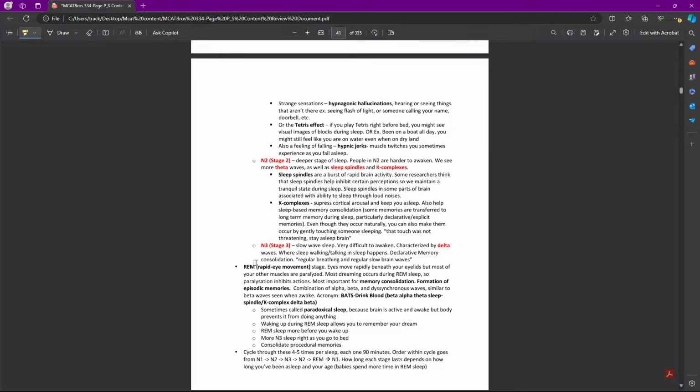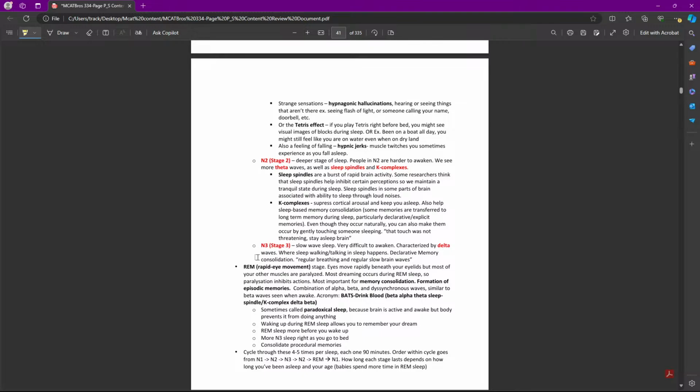And then we have REM, the rapid eye movement stage. Eyes move rapidly beneath your eyelids, but most of your other muscles are paralyzed. Most dreaming occurs during REM sleep, so the paralysis inhibits actions. Like if you're having a nightmare, you would wish that your body is paralyzed so you don't hurt yourself while you're sleeping. REM sleep is used for memory consolidation and for formation of episodic memories.